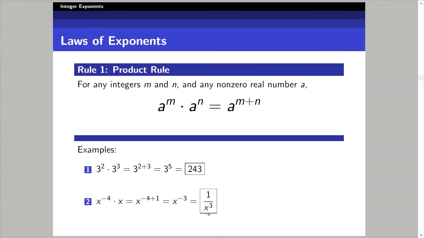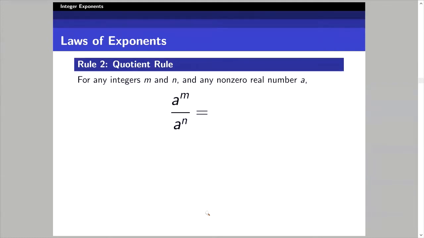Okay, let's move on to the second rule. The quotient rule. Okay, paano daw kapag magde-divide kayo ng may magkaparehong base? Diba? Pareho pa rin yung base, base A. So all you have to do is you copy the base and then you get the difference of the exponents like this.